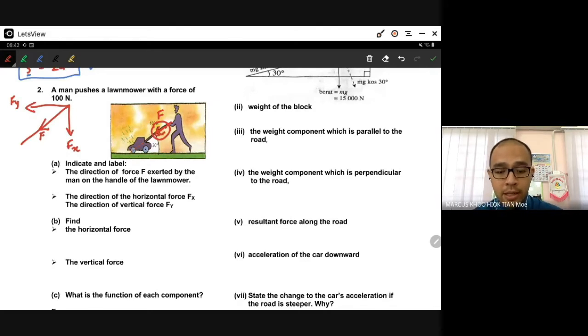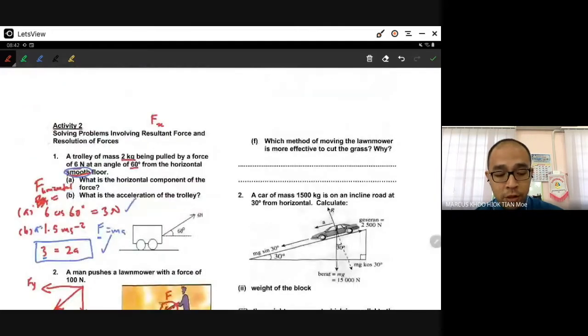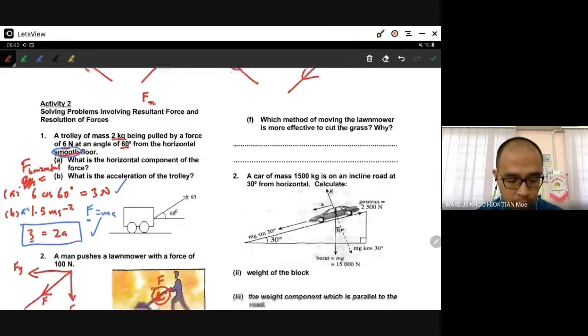Don't forget this, because different directions of force will give you 2 different components. It's not always up and right. We have to consider the direction of the force that is exerted. Remember the 4 directions that we talked about: if it's like this, like this, like this, and like this. Each one has different horizontal and vertical components. Important for us to remember.